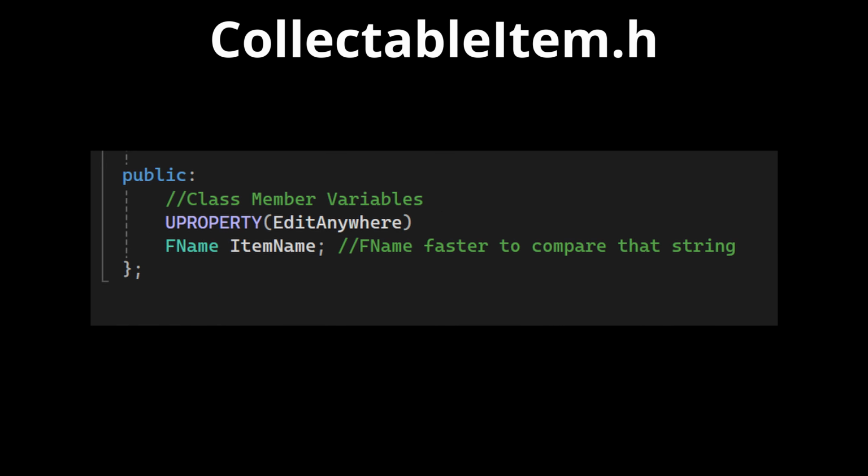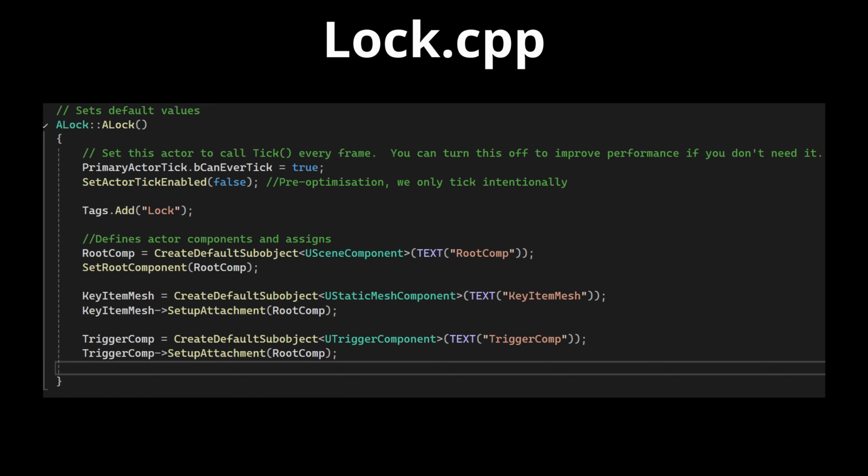For my collectible item, the main thing was the FName of the item name. I chose FName over string because FName is more performant because of how Unreal keeps track of the word table. Now lock CPP file, tick, disabled by default, we weren't gonna need it.